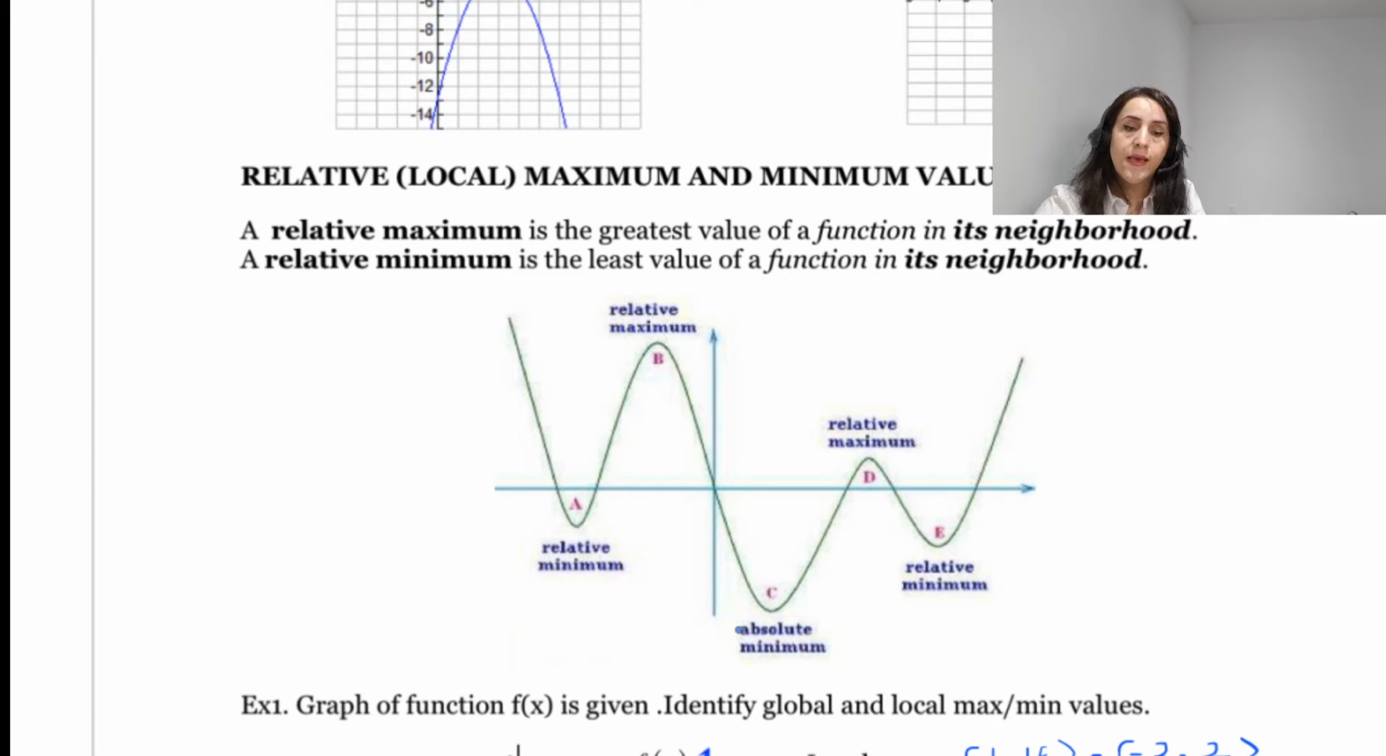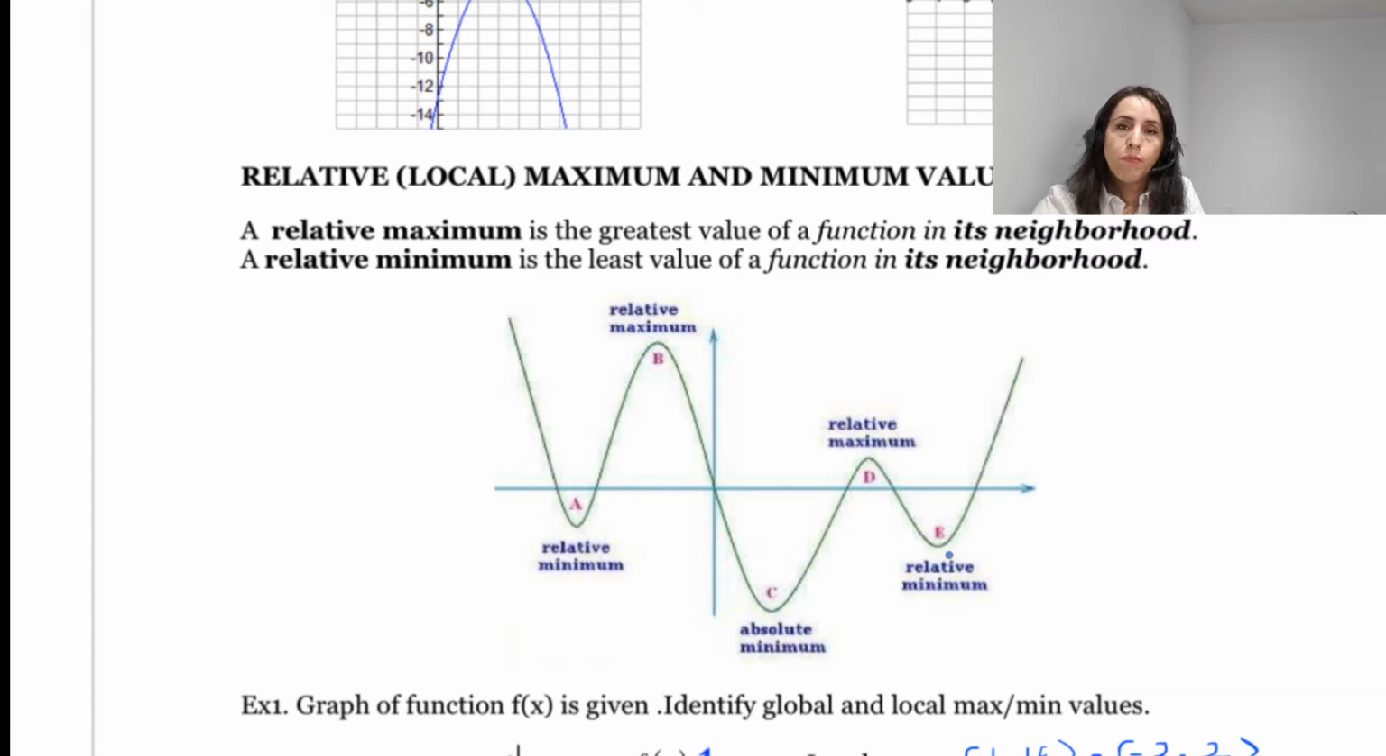Then for C, I'm going to name it absolute minimum. D again is a maximum, but it's still a relative maximum because I have another point higher than this D. E is also a relative minimum because we can have just one absolute in each graph. I have already one absolute minimum here and I'm done. This point is not the lowest point, then this is a relative.